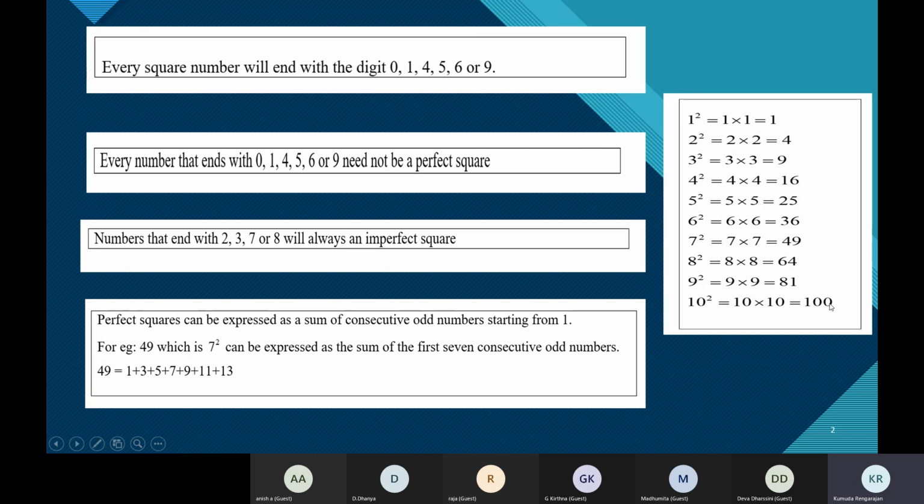So 0 and 5 happens only once. See, 5 5s are 25. 5 happens here. 10 10s are 100. So 0 happens here. 5 and 0 happens only here.